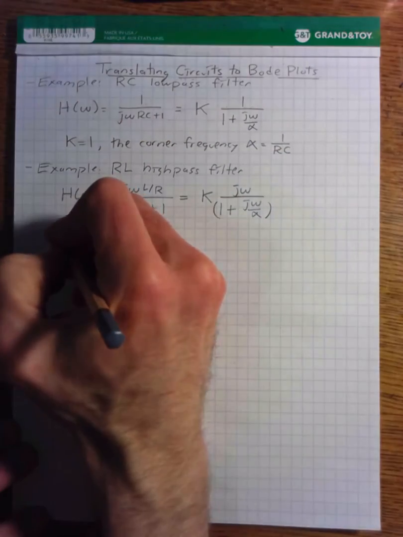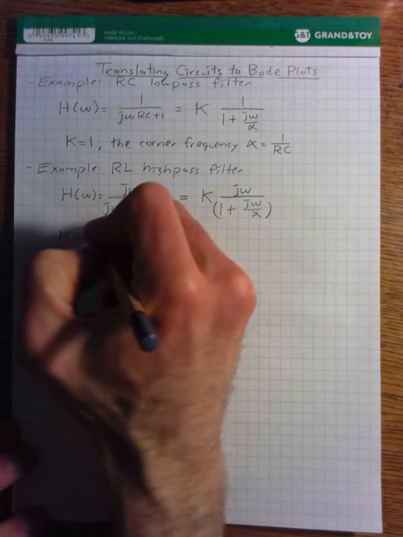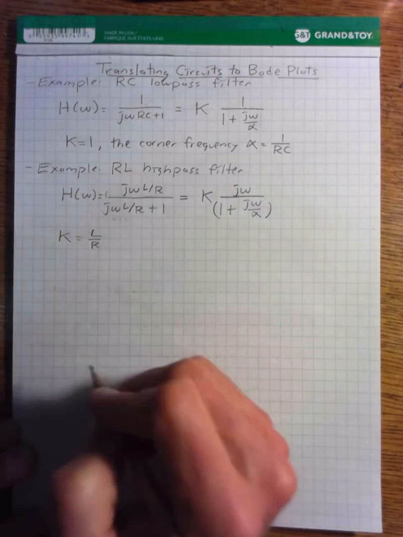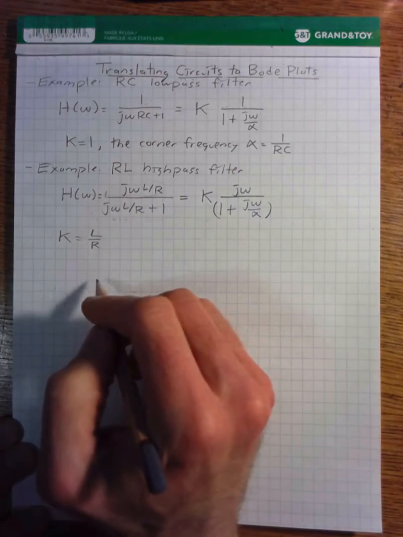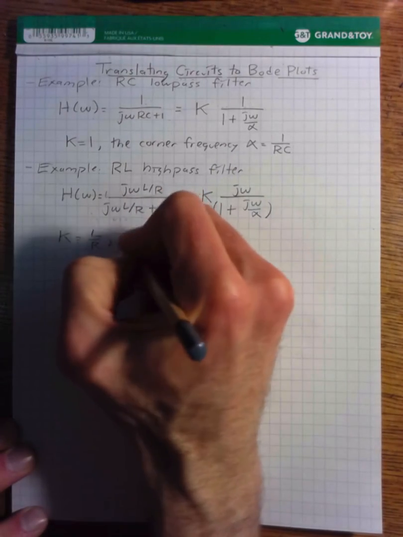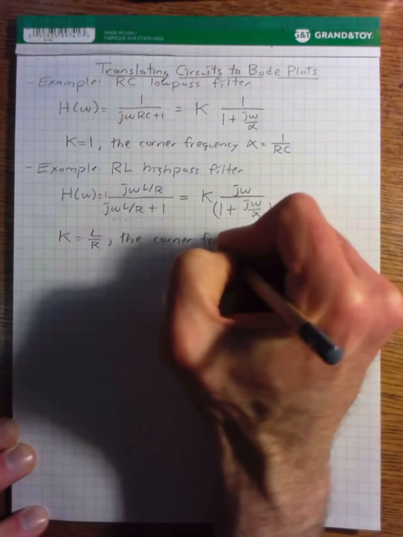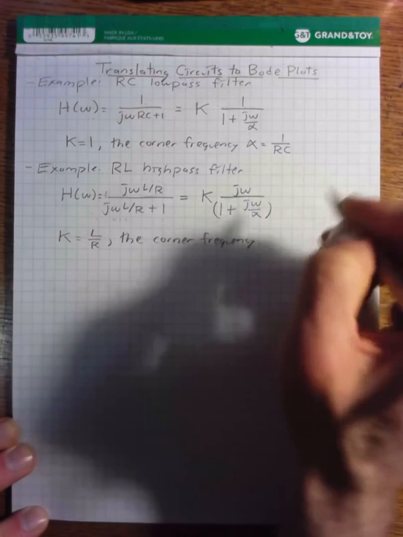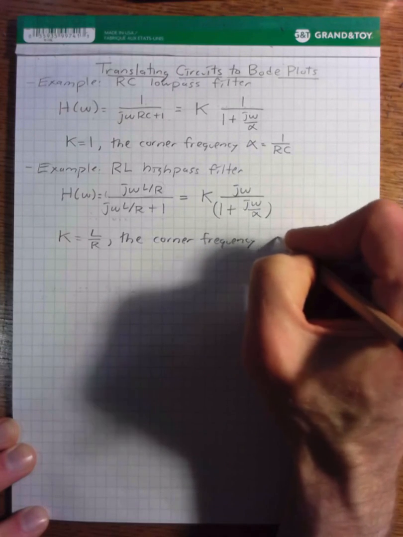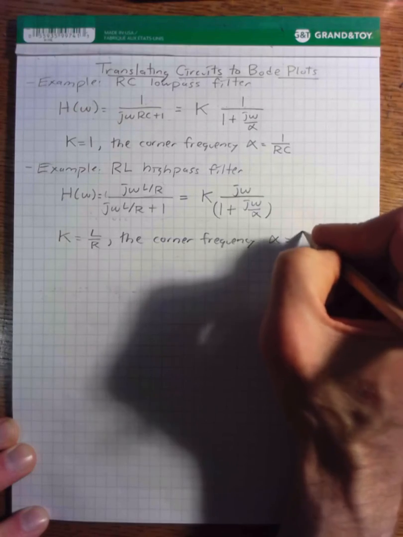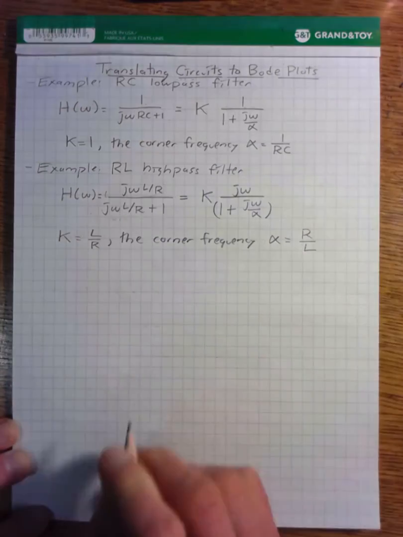And so in this case, K is equal to L over R. So we just took L over R and we put it to the front, so j omega can stand by itself. And the corner frequency, or if you like, the cutoff frequency of our high-pass filter, alpha, is equal to R over L.